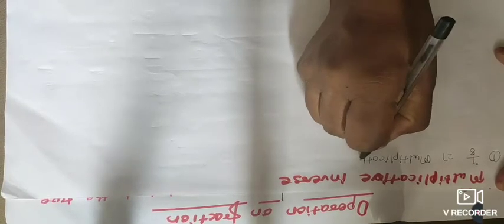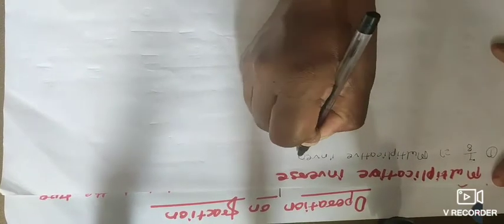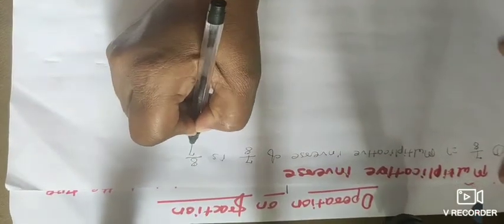Okay, so I will write some examples and we will see how it is. Here I will write 7 upon 8. How to write the multiplicative inverse of it? The multiplicative inverse of 7 upon 8 is 8 upon 7.